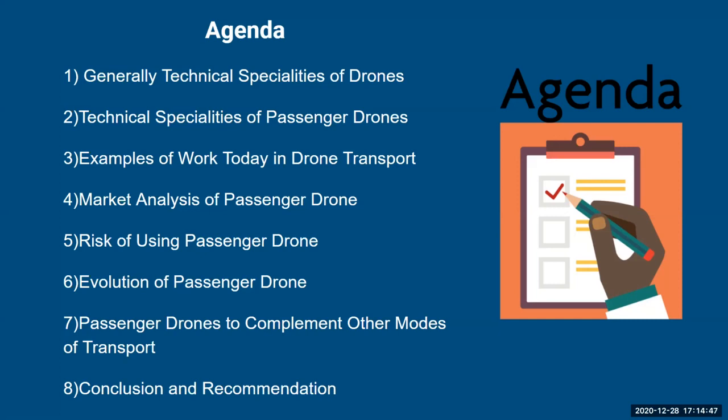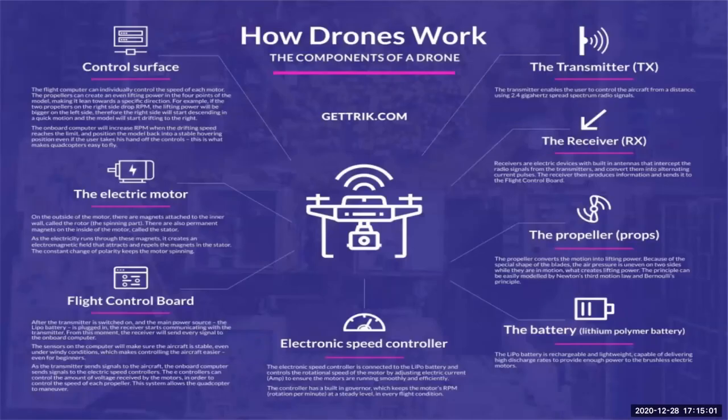Lastly, we will end our presentation with the risk analysis of a passenger drone and the evaluation of a passenger drone in the future. Generally, in fully automated drones, the flight computer can control the speed of each motor individually. The rotating force of the motor parts, which are called propellers, creates a vertical lifting power, which means the y-axis, making the vehicle lean towards a specific direction, which is chosen before.